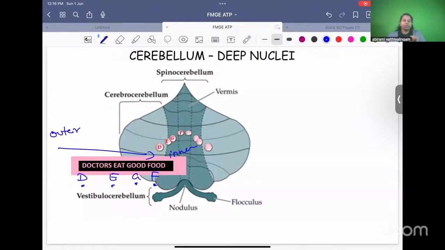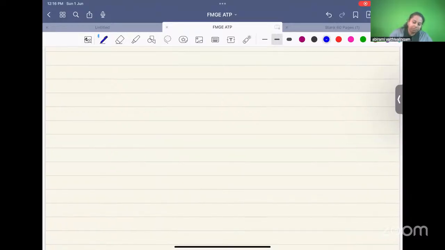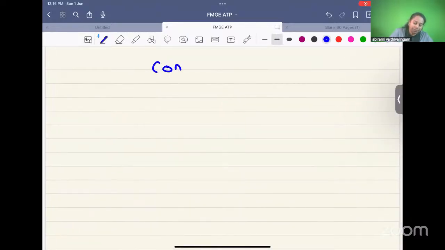This was a repeat question. Which is the innermost nucleus of the cerebellum? Fastigial. The cerebellum has an outer cortex and an inner nucleus. What is the connection between the outer cortex and the inner nucleus? That is called cerebellar connections, very important connections of the cerebellum.